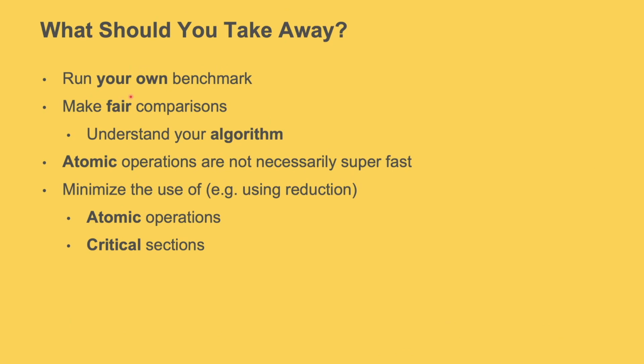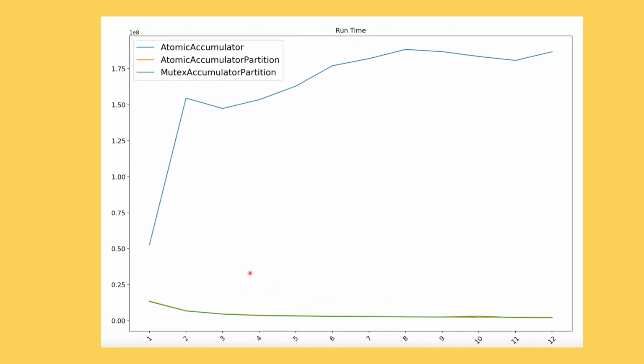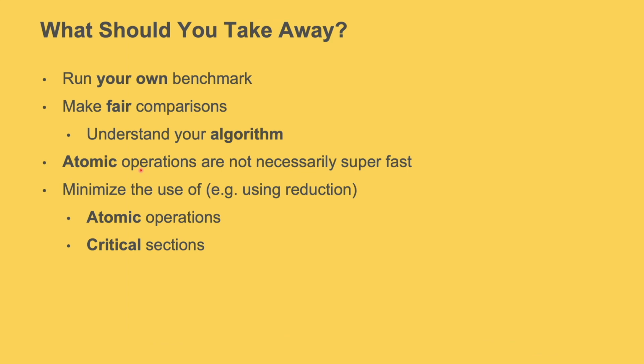First, you need to run your own benchmark on your own system to figure out exactly which operation is faster and slower. As you do this, make sure you do fair comparisons and understand your algorithm. Just because you use atomic doesn't mean that your program runs faster. Chances are you use the wrong implementation of atomic and you don't gain anything. And finally, your goal should be to minimize the use of either atomic operations or critical sections. No matter which one you're using, try to minimize operations that require lock or unlock in critical sections or require to be atomic.